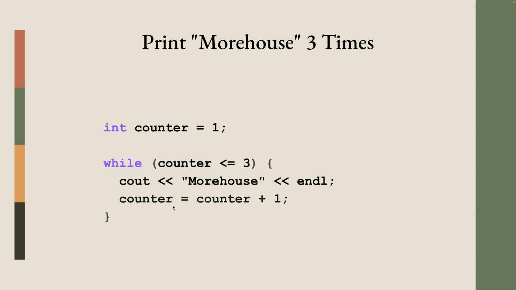If we didn't have this line, then 1 would always be less than or equal to 3, and it would be an infinite loop, and we'd print out Morehouse forever.